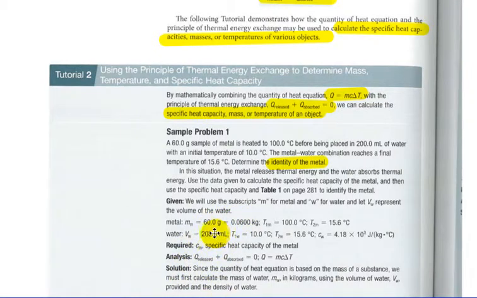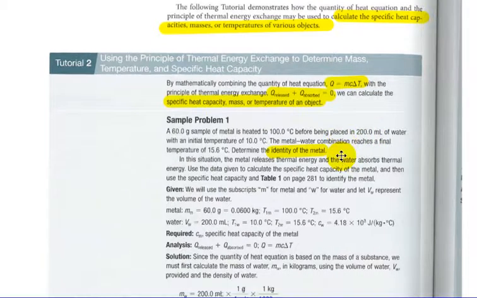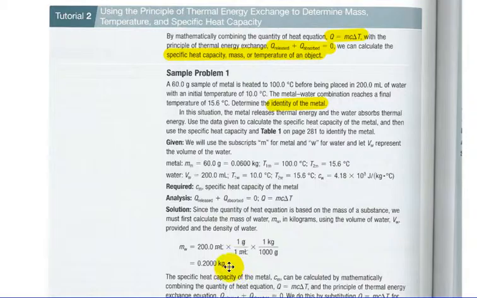Water, we know it's 200 mL. Since water has a density of 1 gram per milliliter, 200 mL is the same thing as 200 grams. Divide that by 1,000, so it's going to be 0.2 kg, as you can see down here. You don't have to do this calculation if you remember that it's water, density is 1 gram per milliliter, so 200 mL is 200 grams, then divided by 1,000. The water was at 10, went to 15.6, so 15.6 minus 10 will give us our difference.